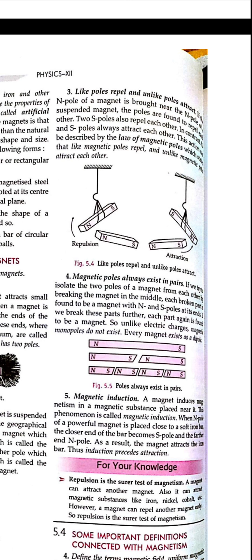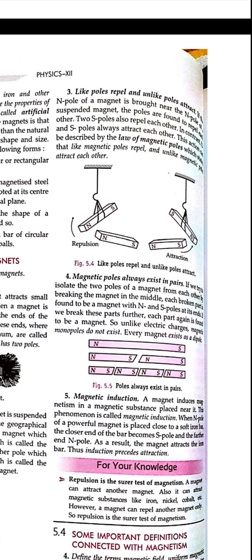So the next property is magnetic induction. You can say that a magnet induces magnetism in a magnetic substance, right? Whenever we bring an iron nail towards it, it is attracted. This is the magnetic induction on that object. And if we keep that iron nail near the magnet, it behaves as a magnet. This phenomenon is called magnetic induction, that is, inducing magnetism in a magnetic substance.